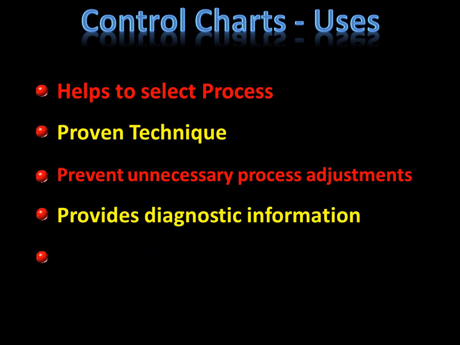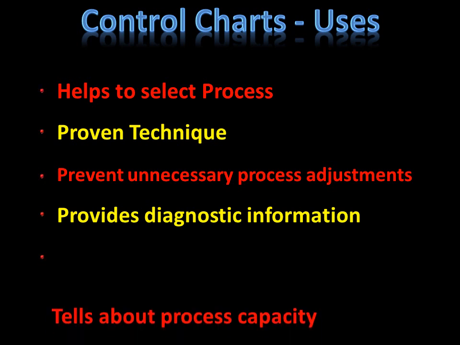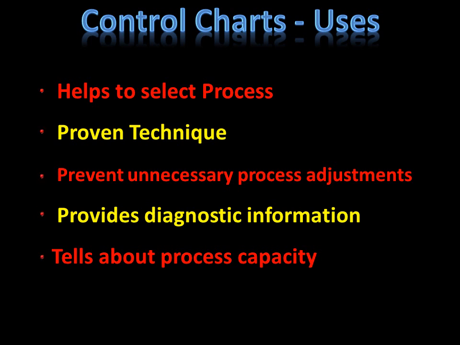Control charts provide diagnostic information. Frequently, the pattern of points on the control chart will contain information that is of diagnostic value to an experienced operator or engineer. Control charts provide information about process capacity. The control chart provides information about the value of important process parameters and their stability over time. This allows an estimation of process capacity to be made.